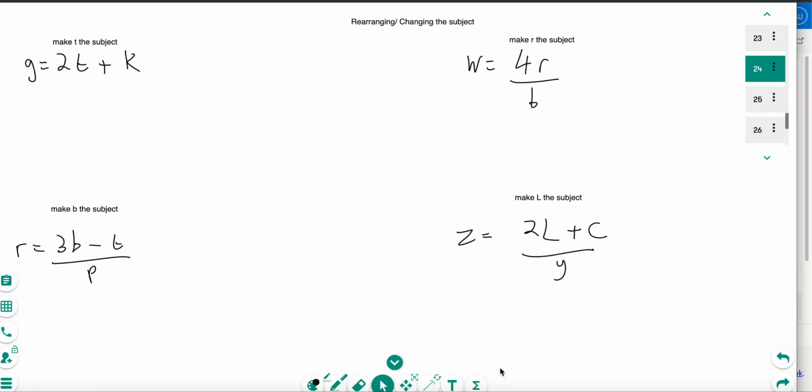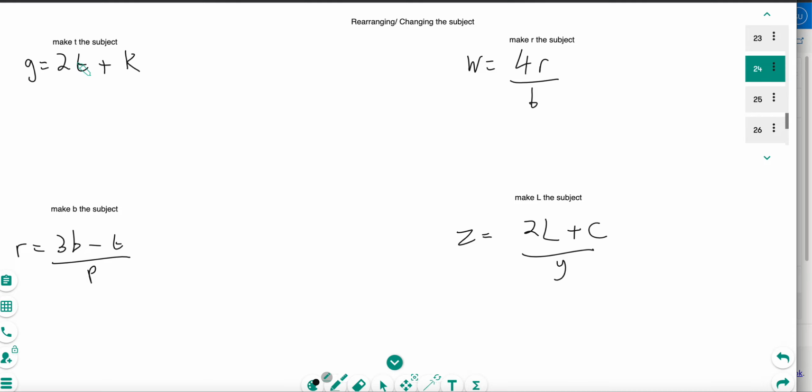Today's video is all about changing the subject or rearranging. What does it mean to make something a subject? For example, make t the subject. All this means is that we have to isolate t. So it's going to be t equals something, and that's going to be our goal, to get t all by itself. So what we have to do is move our variables in order to get t by itself. And let's look at this first example.